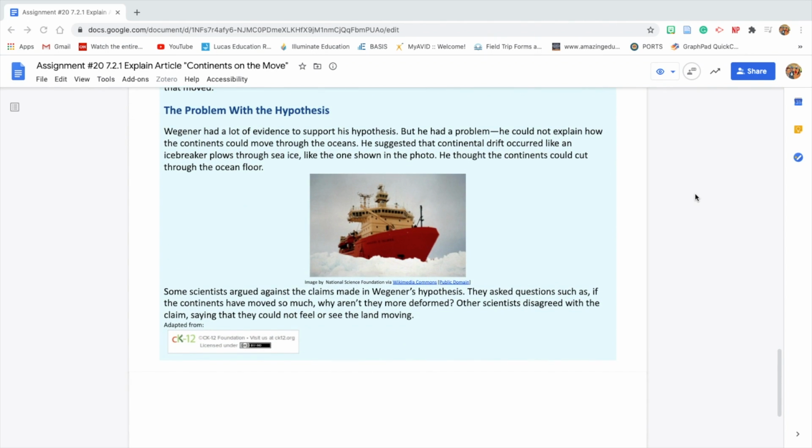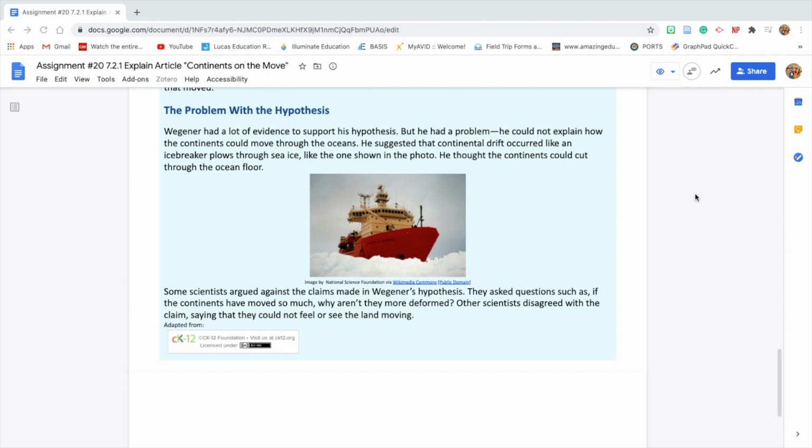The problem with the hypothesis. Wegener had a lot of evidence to support his hypothesis, but he had a problem. He could not explain how the continents could move through the oceans. He suggested that continental drift occurred like an icebreaker plows through sea ice, like shown in the photo. He thought the continents could cut through the ocean floor.